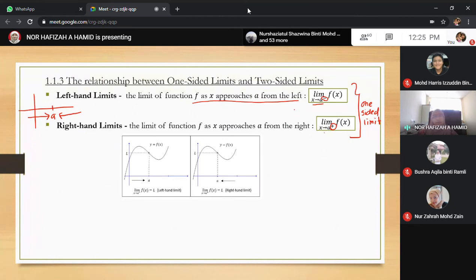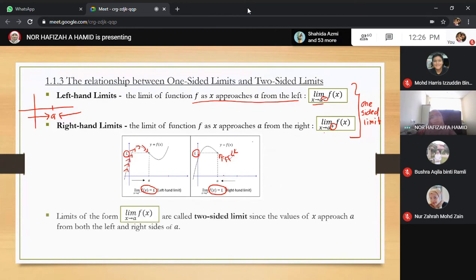So for the left-hand limit, x approaches a from the left, and the value we have is L. The value on the y-axis is L. And from the right, when x approaches a from the right, the answer is also L. So f(x) is equal to L. Okay, so this is for the right-hand limit and left-hand limit.